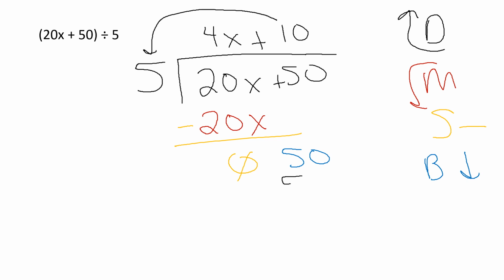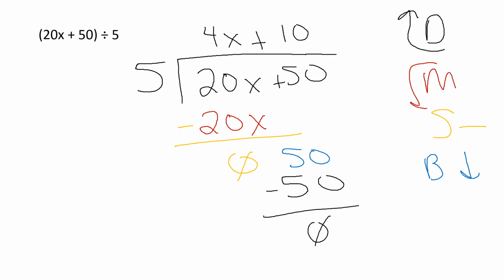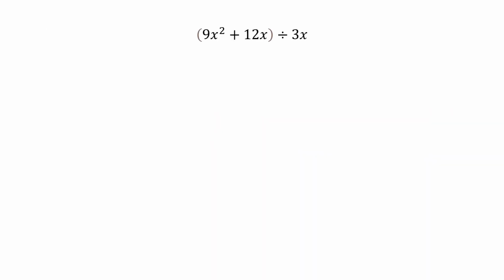10 times 5 is 50. Now we subtract. 0. When there's nothing left to bring down, I'm done. So this is my answer. All right, let's write this out.